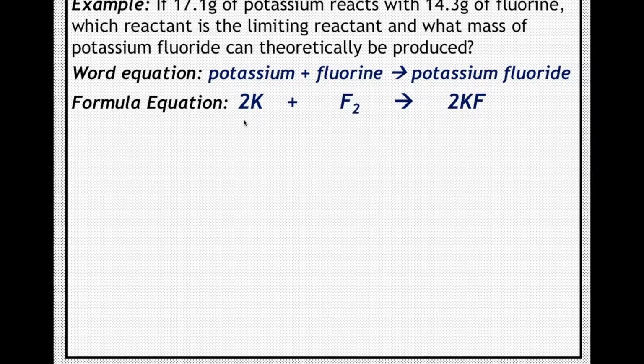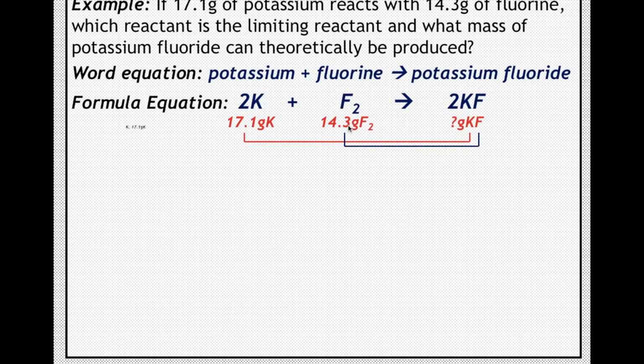Then you need to balance, so 2 potassiums here, 2 potassiums here, 2 fluorines, 2 fluorines. All right, so we have been given 17.1 grams of potassium in the question, and we were given 14.3 grams of fluorine in the question as well. We need to find out how much of this can theoretically be produced.